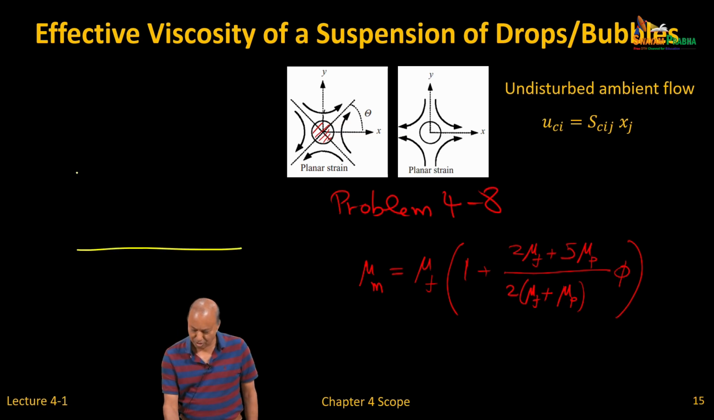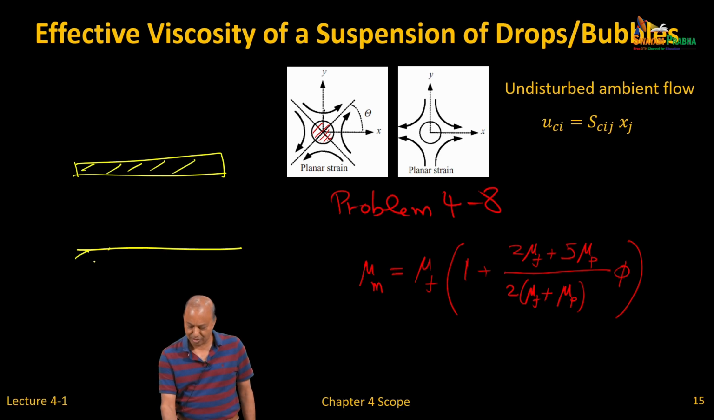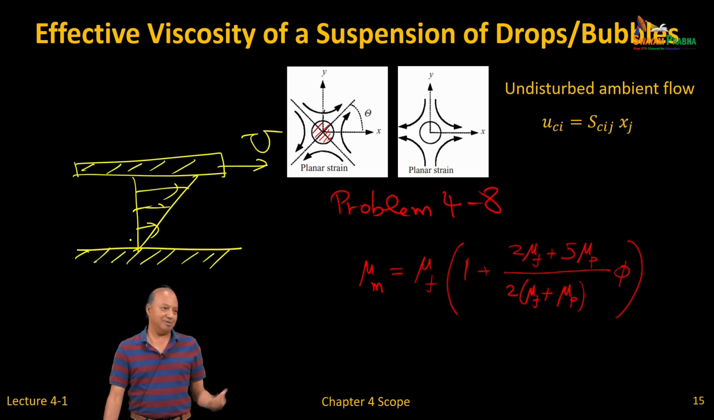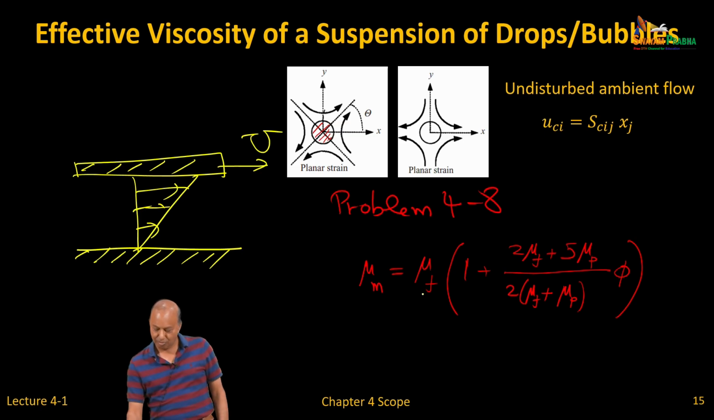So, suppose you have a plate. Chemical engineers, many of you would know this rheometer of some sort, and you fill the fluid and you pull this plate at velocity U, you are applying a shear strain, and this is how you measure the viscosity. If you had pure fluid you would get mu f.